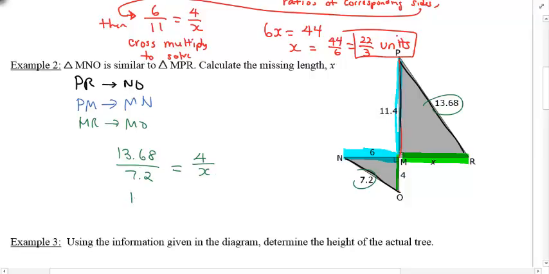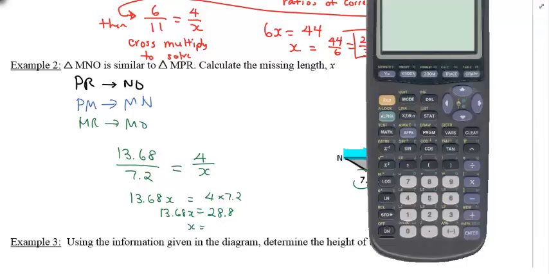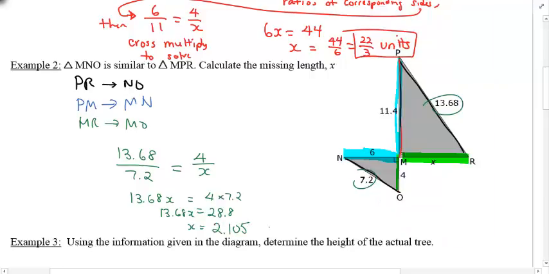So 13.68 times X equals 4 times 7.2. That's equal to 28.8, I believe. This is not so nice, so I'm going to use my calculator. 28.8. Helpful if you turn it on. 28.8 divided by 13.68. And voila. I get about 2.105. So X is 2.105. Once again, I don't have units, so I'll just leave it as units. Okay?